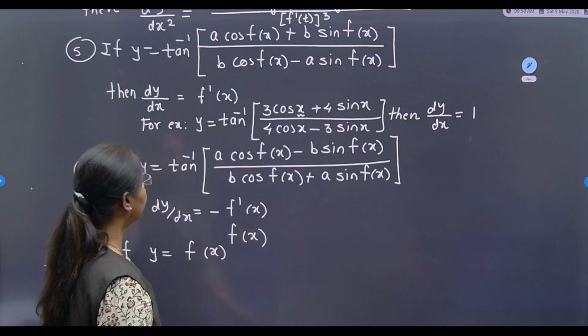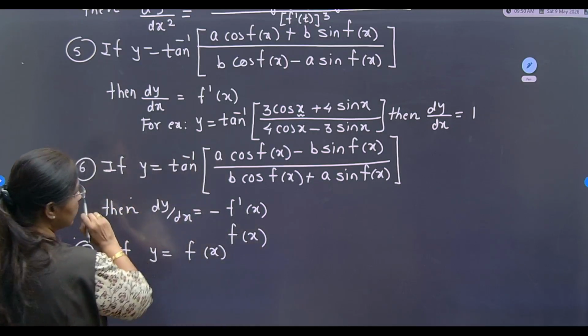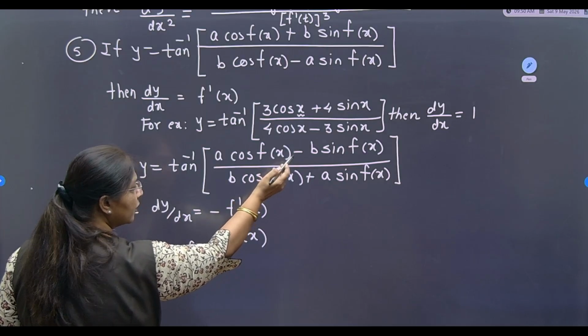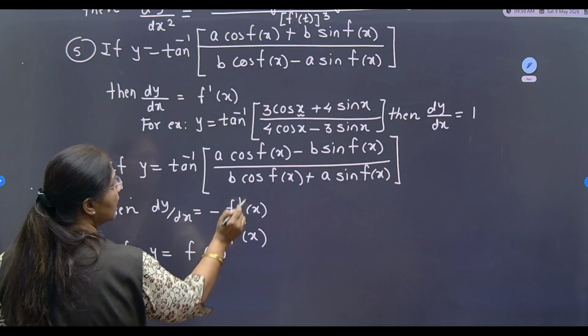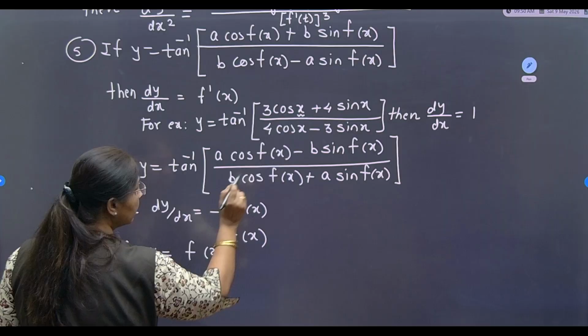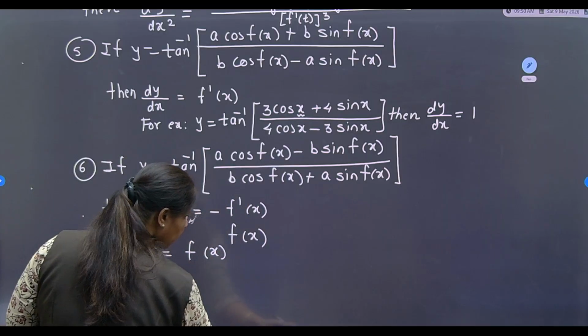Then next, number 6: here minus f'(x). With minus sign in the numerator, and in the denominator plus, minus into plus gives minus. Then we get minus f'(x).